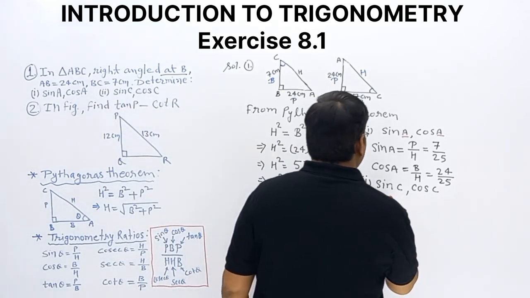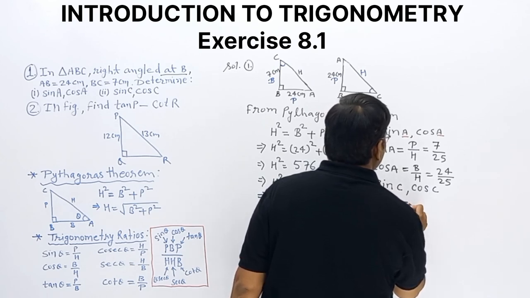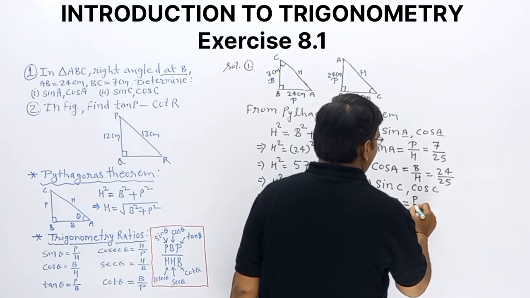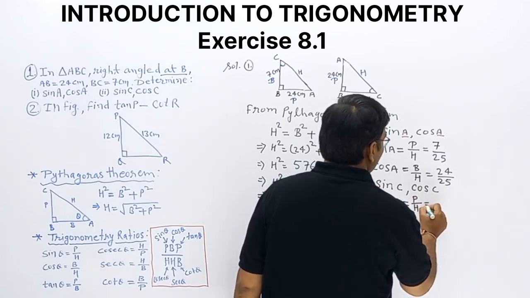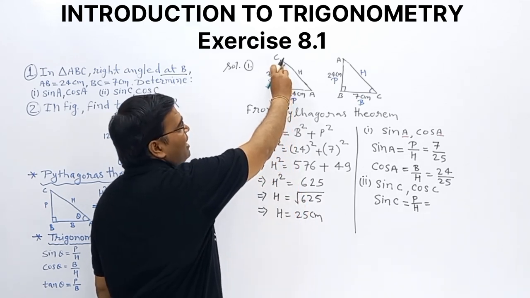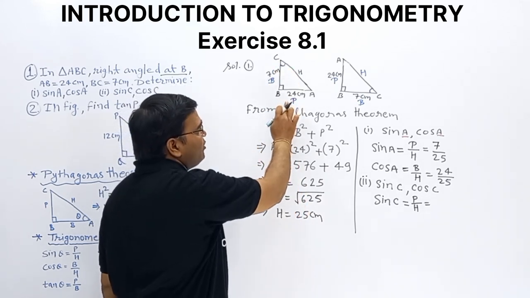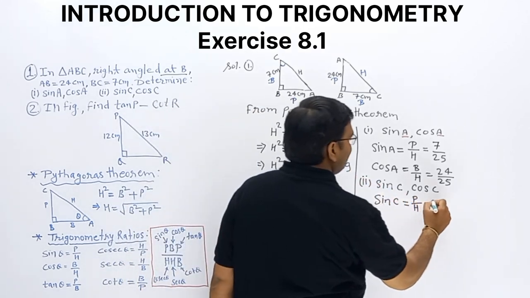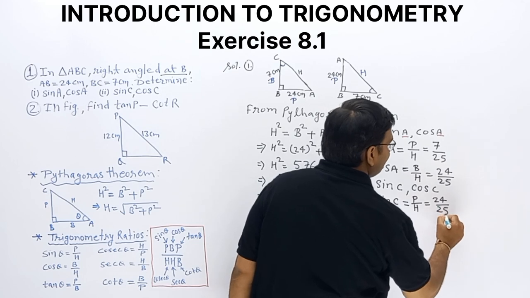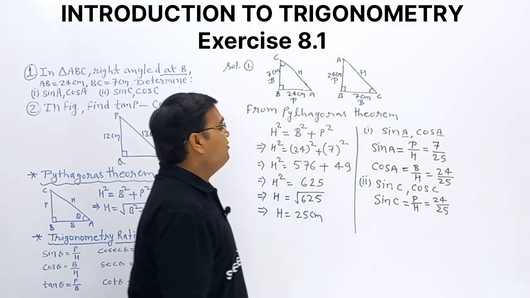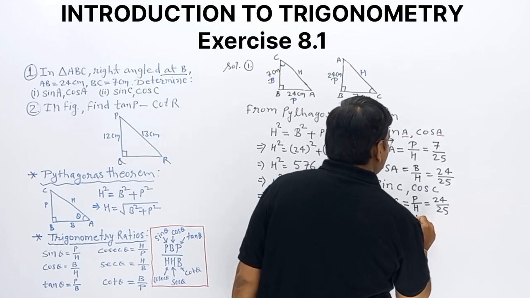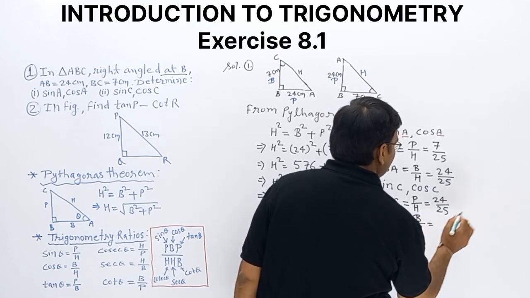Easy. Sin C. Sin theta is perpendicular upon hypotenuse. I am writing perpendicular upon hypotenuse. What is the perpendicular? For this diagram, when we consider C as the acute angle, reference angle, its perpendicular is this one. It means its answer is 24. Hypotenuse is what? 25. This is the sin C value. And what about the cos C value? Cos C will be what? Base upon hypotenuse. Yes or no?